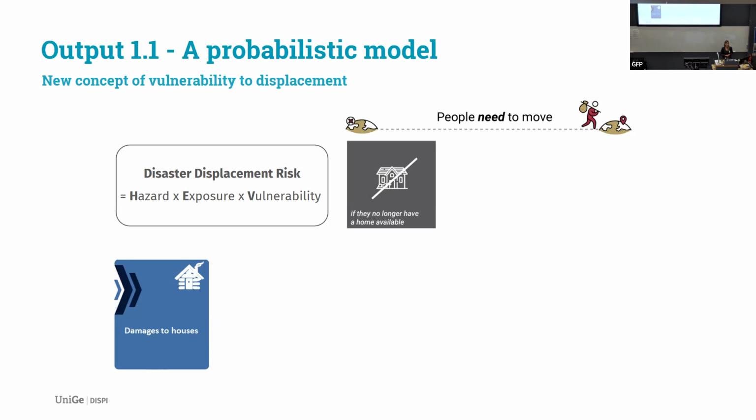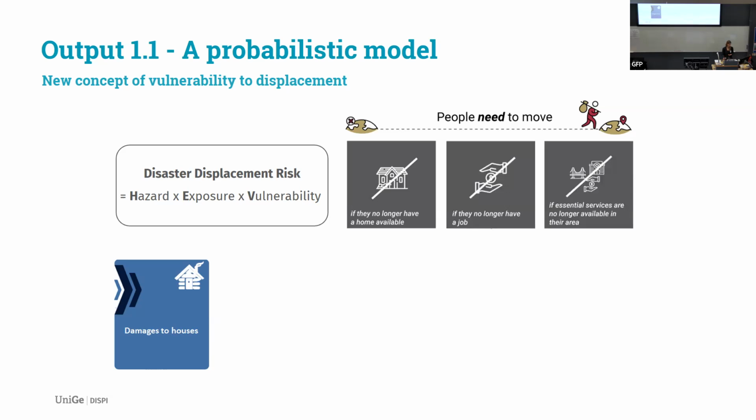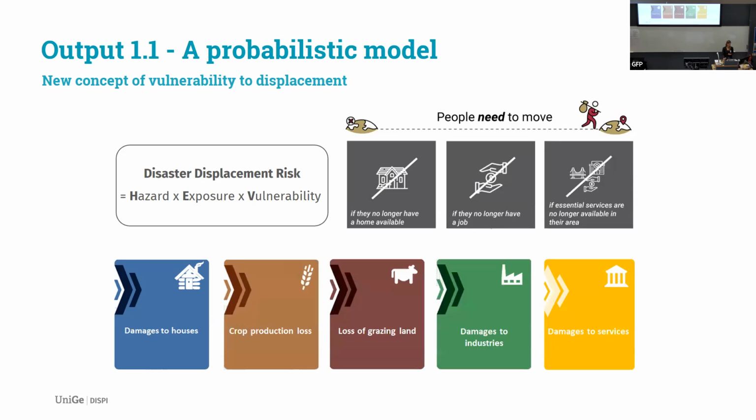Why? Because people don't move just because they lose their house. They can also move because they lose their job, so livelihoods, and access to essential services, for example, health services or educational ones. So we added to the formula crop production loss, loss of grazing lands, damages to infrastructure and industries, in order to have a bigger picture on that.